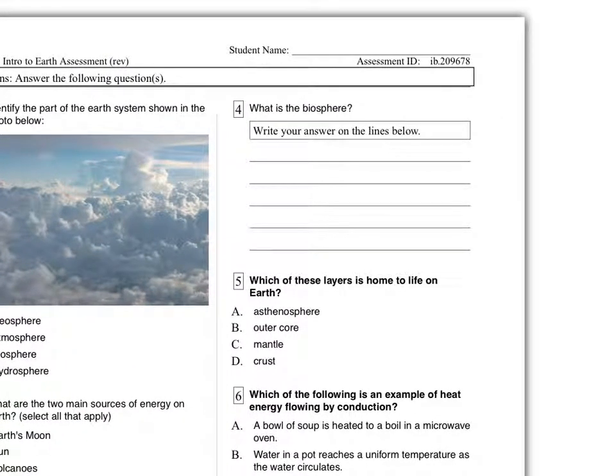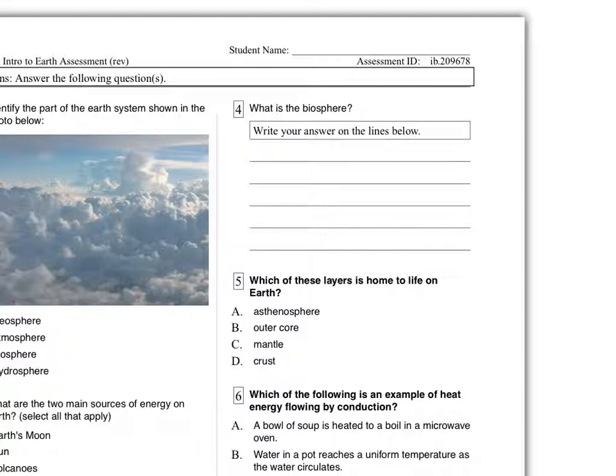Number four, what is the biosphere? I'm not going to write it, I'll just say the biosphere is all living life on Earth. Plants, animals, fungus, bacteria, viruses, anything that's alive. If they wrote anything that's alive, something along those lines, they got 3. If they said, let's say, the biosphere is the sphere of Earth where all the water is.